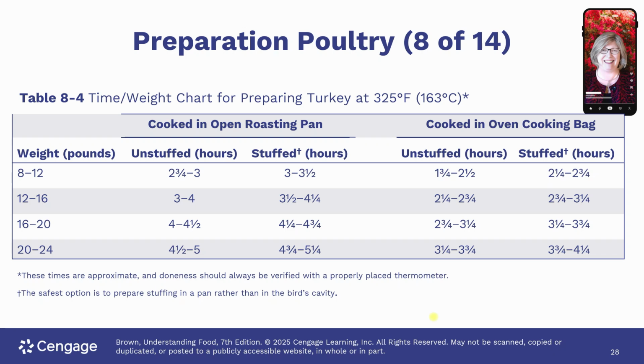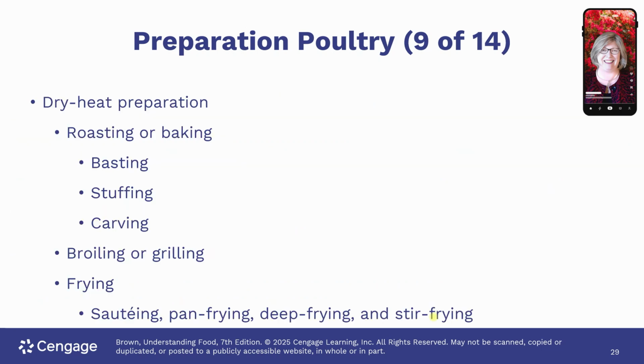Now here you must realize that if you're using an oven cooking bag, you're using moist heat preparation, and if it's in an open roasting pan, that's dry heat. And there will be a difference in the texture and the taste of the turkey depending on how you decide to prepare it. So dry heat preparation would be roasting, and if you do that, you're going to have to baste the bird because it will tend to dry out.